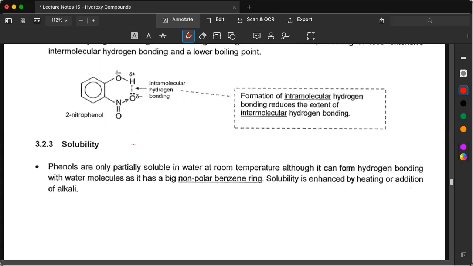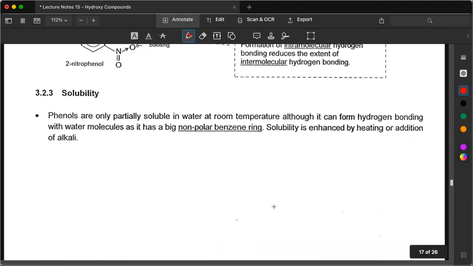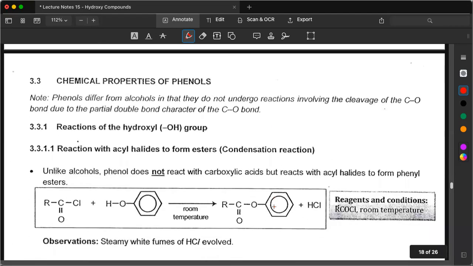However, it has a big non-polar benzene ring that is actually affecting the extent of hydrogen bonding between the phenol and water. So if we want to change the solubility, we can either do it by heating or addition of alkaline. Now, these are the chemical properties of phenol.